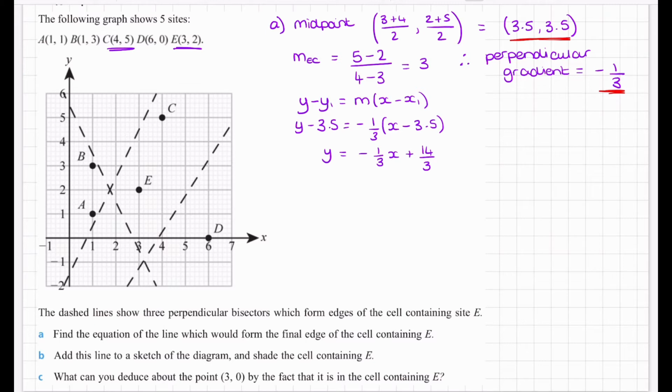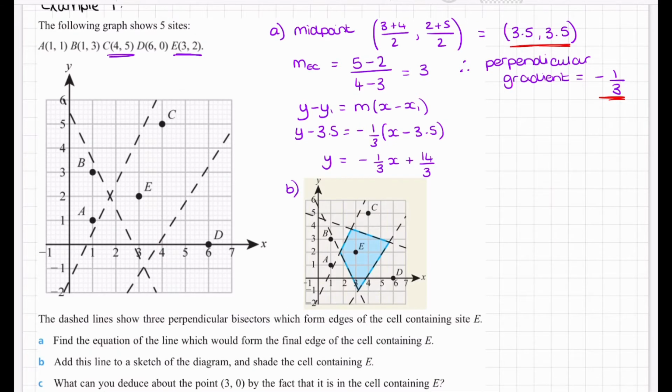Now next we want to add this line to the sketch of the diagram and shade the cell containing E. So here is a diagram with the perpendicular bisector added. Just draw an arrow to that line, this one here, and in blue is the cell containing E. So it's all the perpendicular edges around that point.